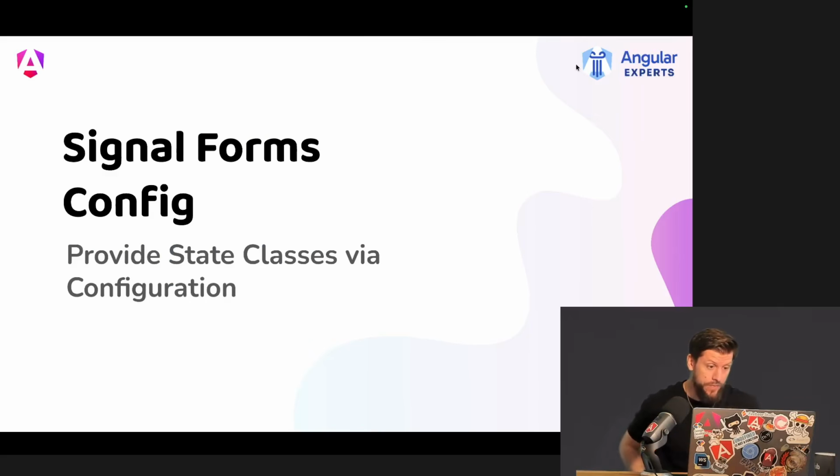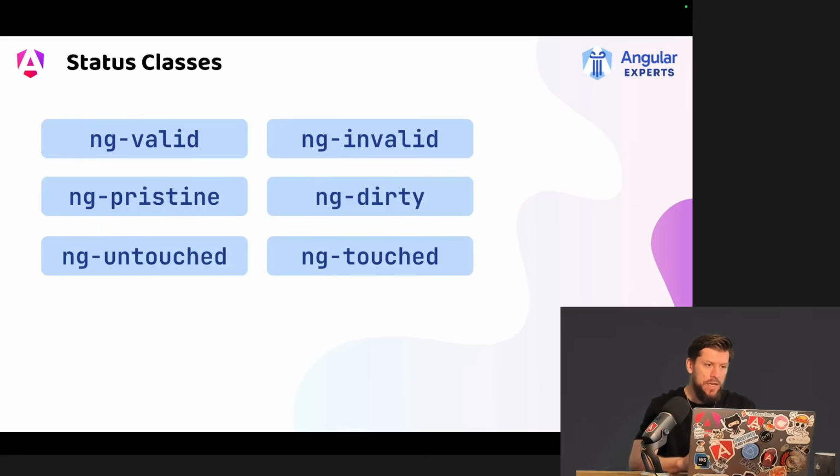Signal forms config. Angular signal forms allow you to provide a configuration, and with this configuration currently we can provide state classes. Maybe in the future they will extend it so that we can provide more, but for the moment it's state classes. When we speak about status classes, we speak about ng-invalid, ng-valid, ng-pristine, ng-dirty, and all those things, right? So the classic classes that we have from reactive forms. Whenever you had a form control, you could find those classes on the HTML.